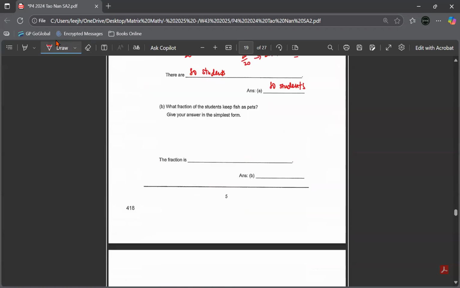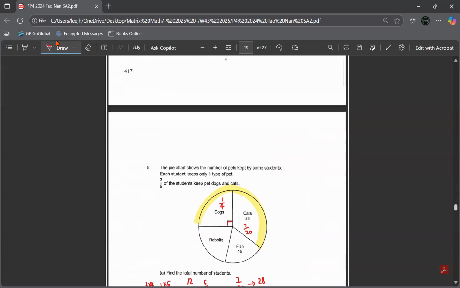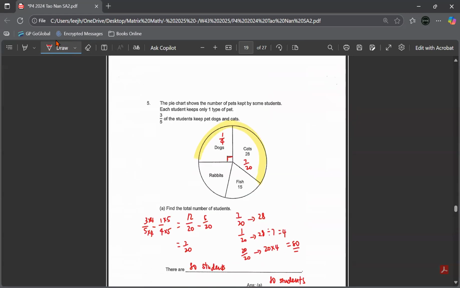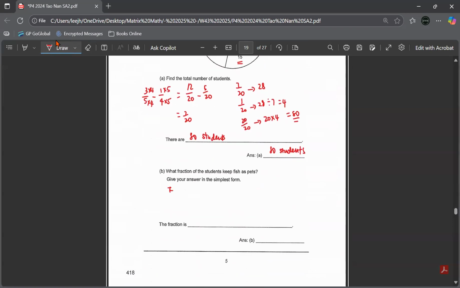Question number B. What fraction of the students keep fish as pets? So fish over the total. Fish got 15, over the total we know is 80. So fish over total is 15 over 80. You need to simplify. You divide by 5. It will be 3 over 16. Answer is 3 over 16. Cannot simplify already. So this is your answer.